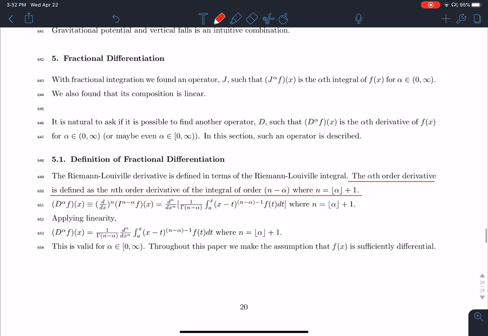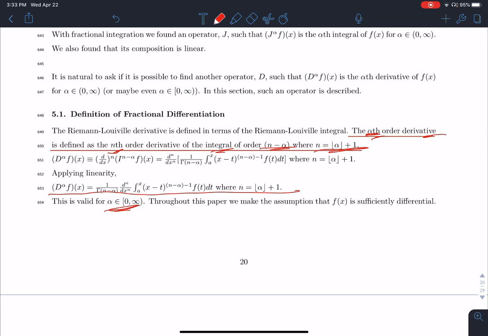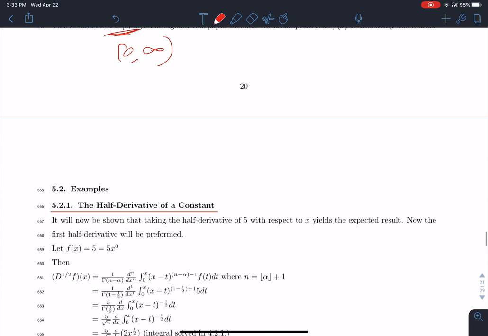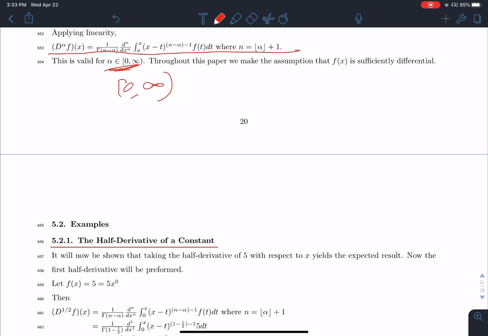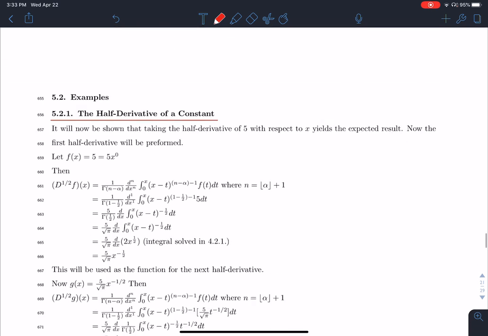Okay, let's talk about fractional differentiation. This does get a little bit more ugly than fractional integration. The alpha-th order derivative is defined as the nth order derivative of the integral of order n minus alpha, where n is the floor of alpha plus 1. So that's it in plain English, and here it is in math speak, which is a little bit more helpful. This is valid for alpha from 0 to infinity, so that's nice. And of course, we're going to assume sufficient differentiability throughout this section.